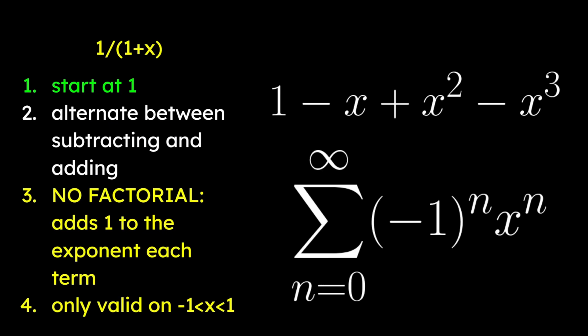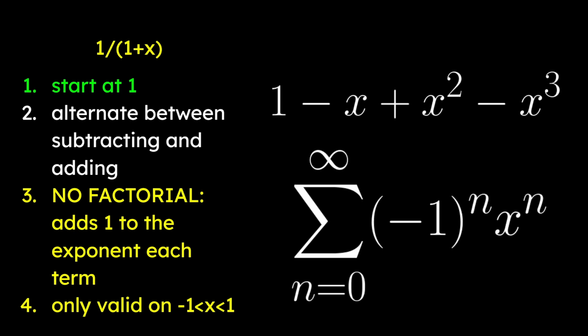This is 1 divided by 1 plus x. This one doesn't have any factorial, it's just alternating between adding and subtracting powers and adding 1 to the power each term. Now the other 3 Maclaurin series were perfect estimates at any value of x, but 1 divided by 1 plus x is only good for -1 is less than x, which is less than 1.